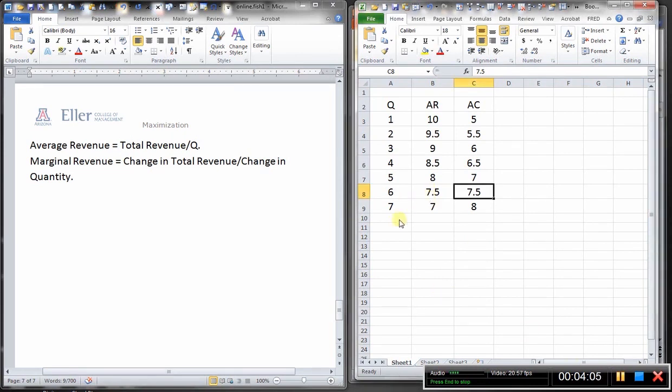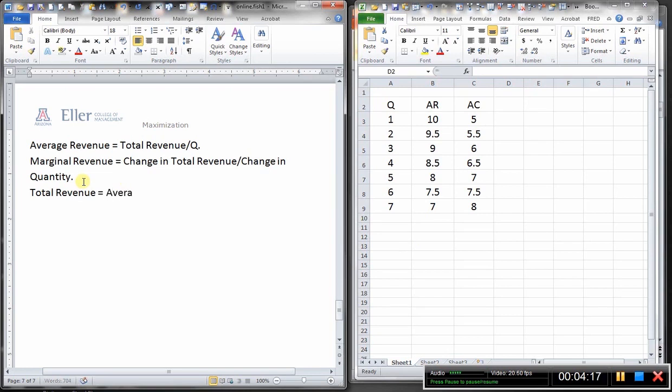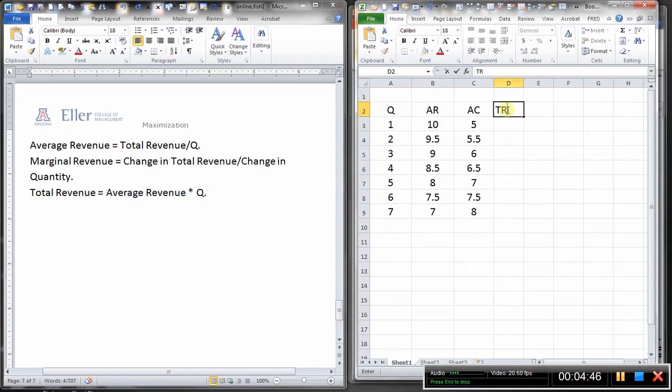What is the optimum? Well, let's go through and solve it. The easiest way to solve this problem is to calculate the total revenue. And how do I get the total revenue? Well, the total revenue is just equal to average revenue multiplied by quantity, right? All we're doing is we're going to multiply Q and divide it by Q, and that takes it out of this side. We multiply by Q over here, and you're going to get that total revenue is equal to average revenue times Q. So let's find total revenue.